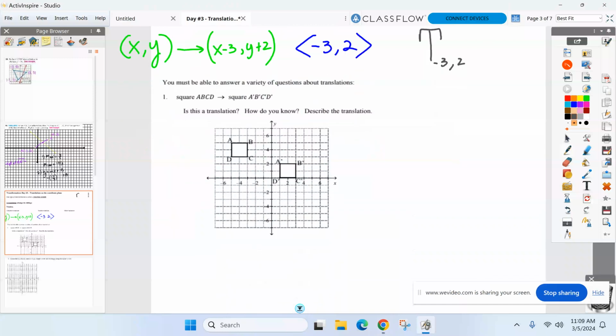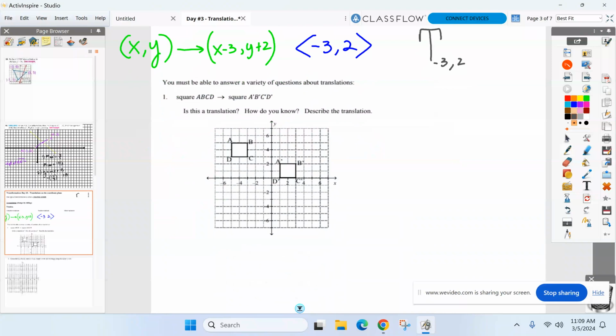I got square ABCD. That's what I start out with. What do I call that again? That's the figure I start out with. Pre-image. And then I'm going to move it, and I get A'B'C'D', which is called my image. Good. Just want to make sure we're good with the vocabulary. First question: is this a translation? Yeah. It's a translation because I'm sliding. No. The slide has to be the same from A to A prime, B to B prime, C to C prime, and D to D prime.